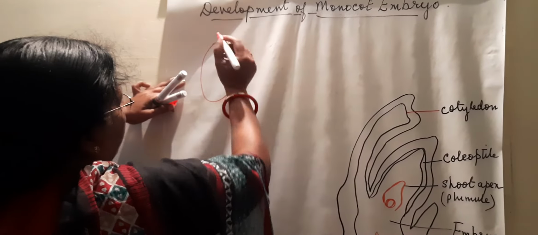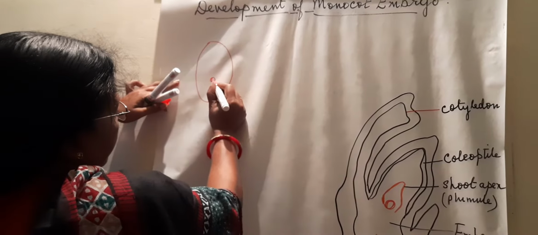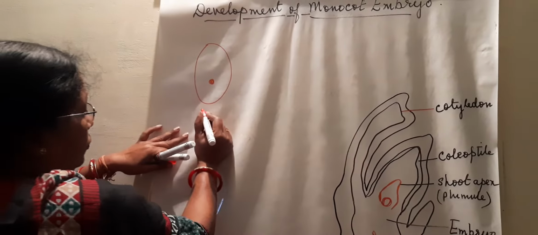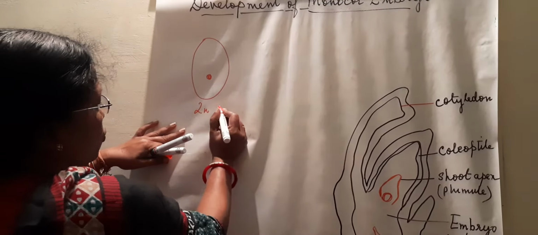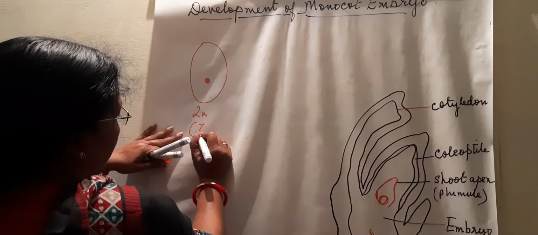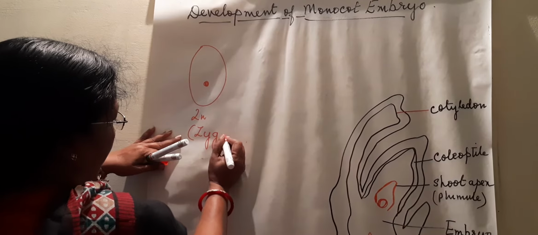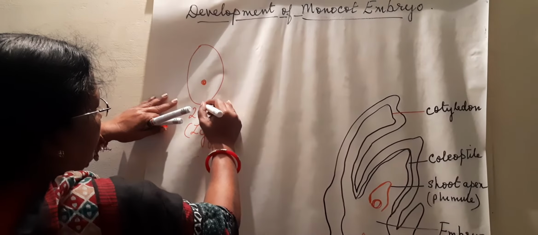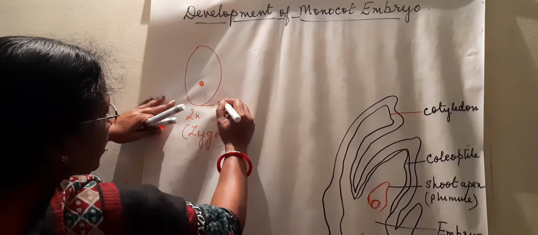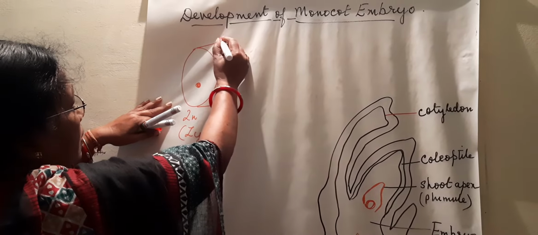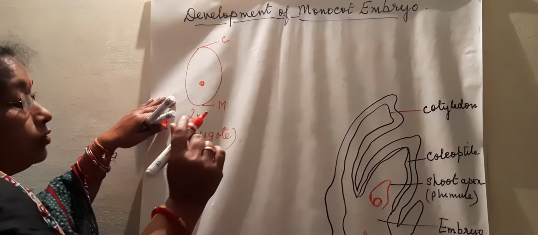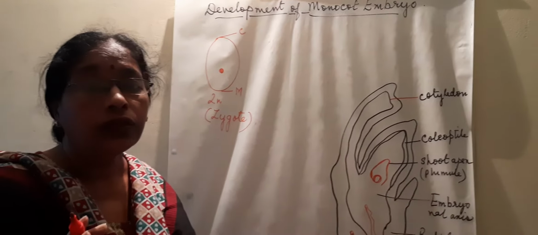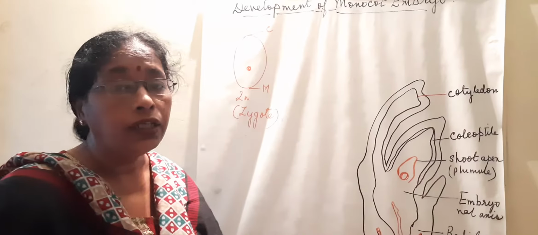A zygote is formed, which is diploid, that is 2n. So this is the zygote. This is the micropylar end and this is the chalazal end. The zygote is always made in the micropylar end.